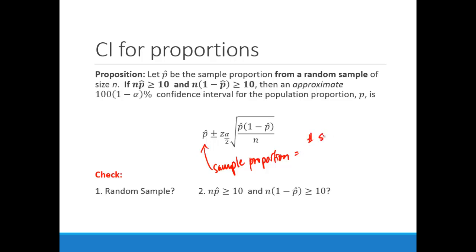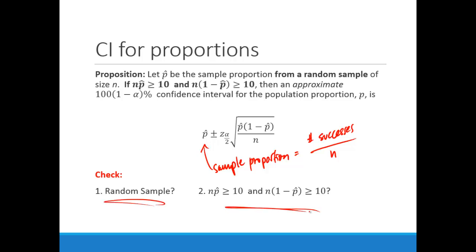Which is the number of successes divided by n. So whatever it is we're talking about, we'll generically call that a success, the number of successes that I have out of the total sample size. And again, here I do need to make sure to check that I have a random sample.